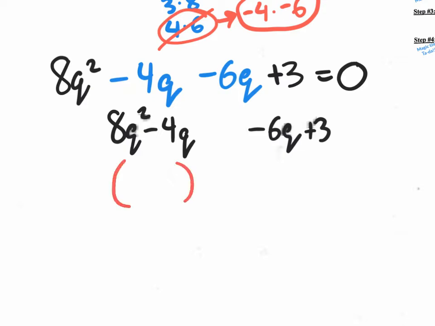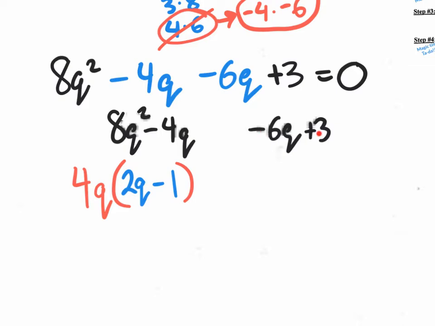Then I factor whatever I can out of my first group. What's the GCF on that first group? Is it a 2? Is it 4? 4q, that's right. Okay, 4q. And what's left on the inside? 2q and minus what? In other words, 4q times 2q gave us an 8q squared. 4q times what gets us a negative 4q? A negative 1.